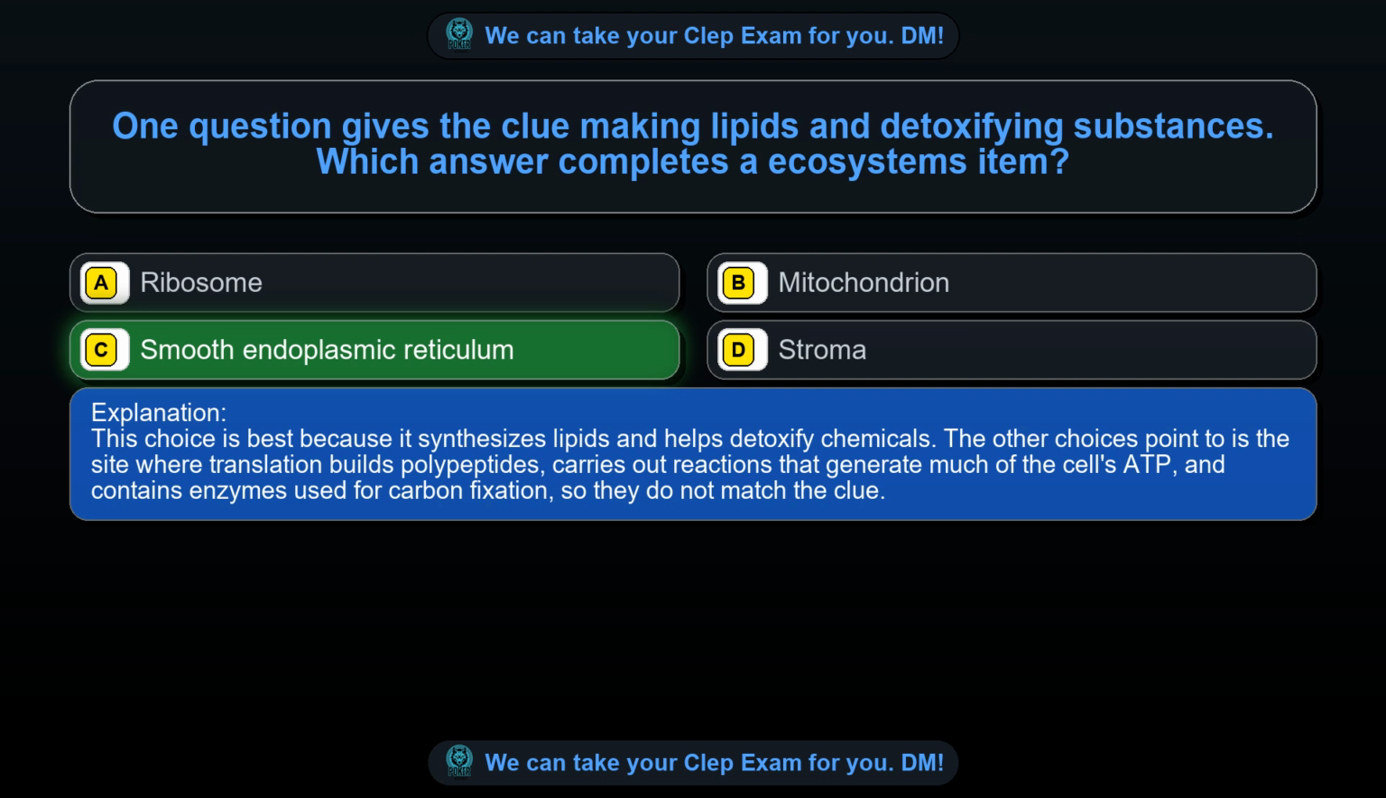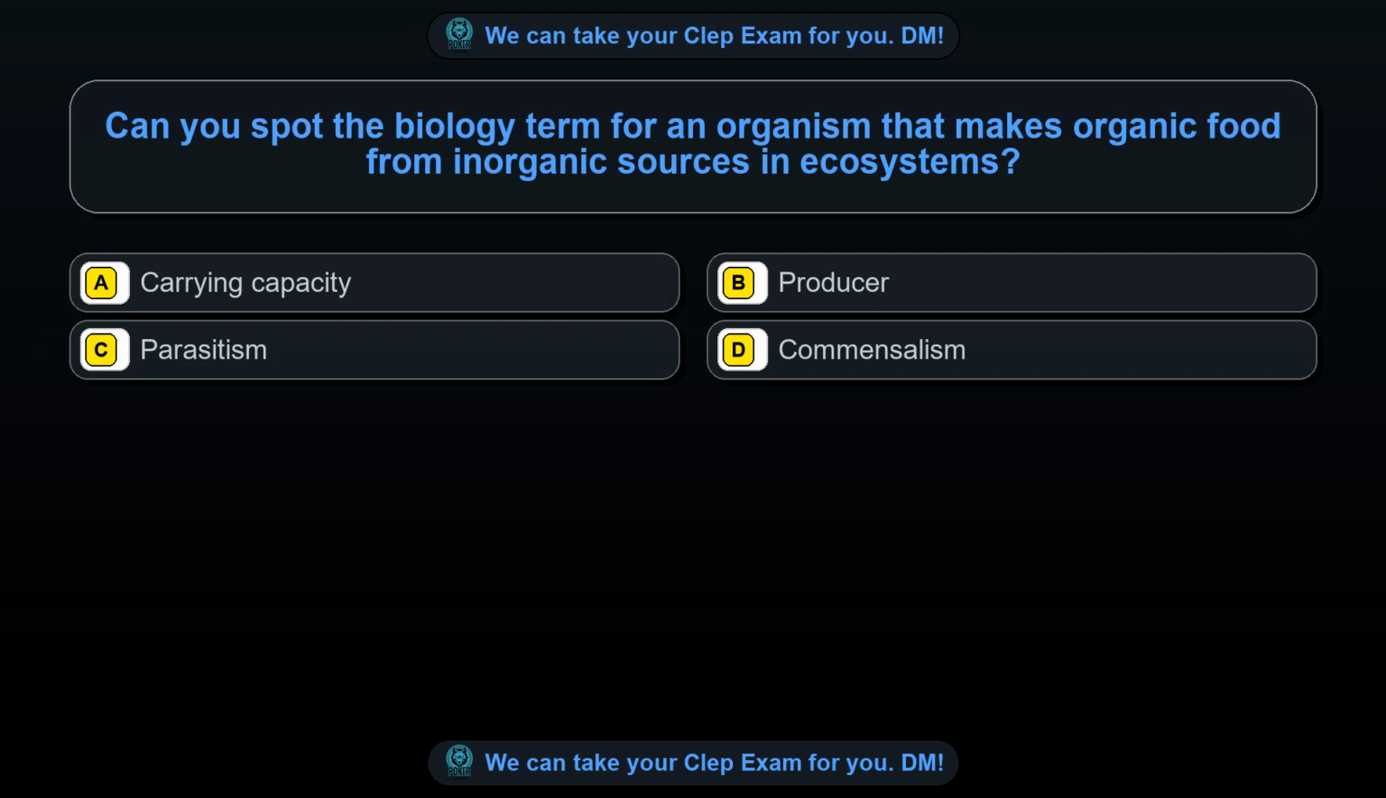The other choices point to is the site where translation builds polypeptides, carries out reactions that generate much of the cell's ATP, and contains enzymes used for carbon fixation, so they do not match the clue. Question 66. Can you spot the biology term for an organism that makes organic food from inorganic sources in ecosystems? Option A, carrying capacity. Option B, producer. Option C, parasitism. Option D, commensalism. The correct answer is option B, producer.